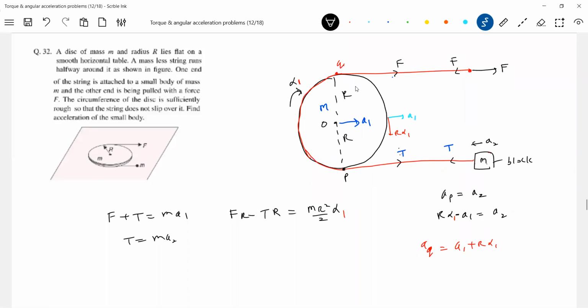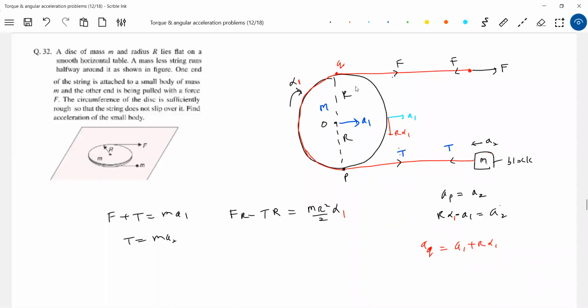Here are the mistakes students make: putting the same F in both strings. There's a mass. If it were massless, okay, but this has a mass, so there should be tension here. Then again, the constraint equation. Whenever a string is connected between two rigid bodies, you should take help of the string to get the relation between accelerations. This idea you have to carry on in most numericals.